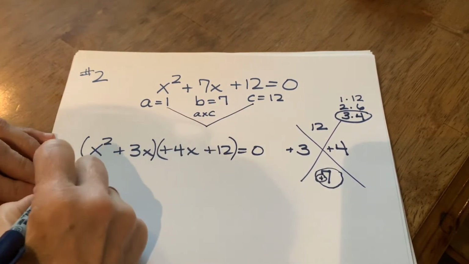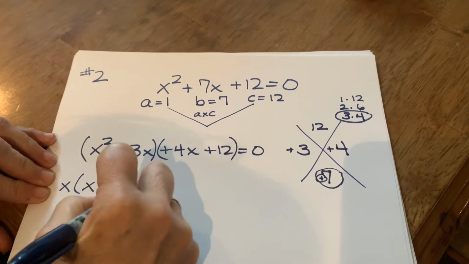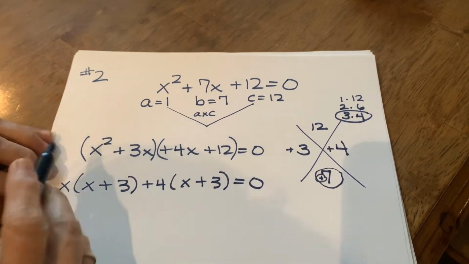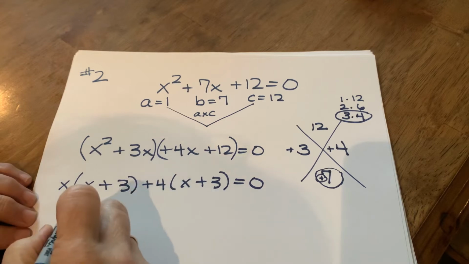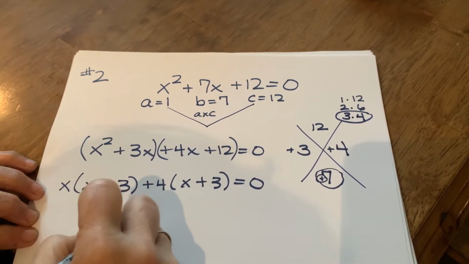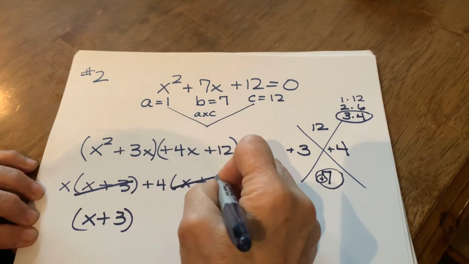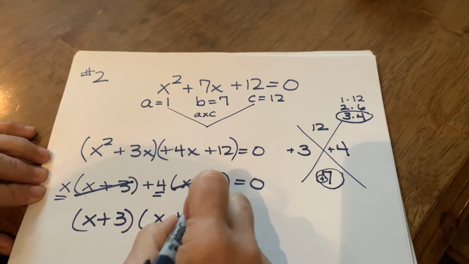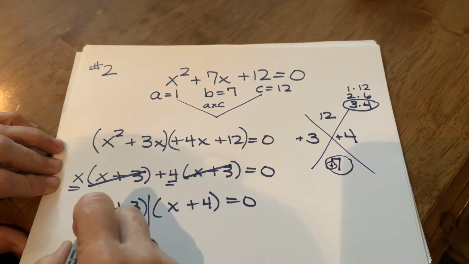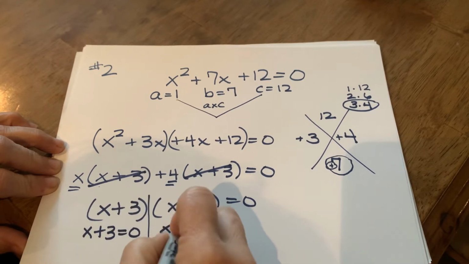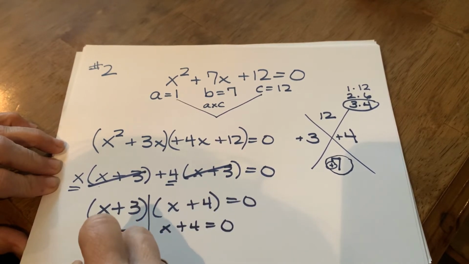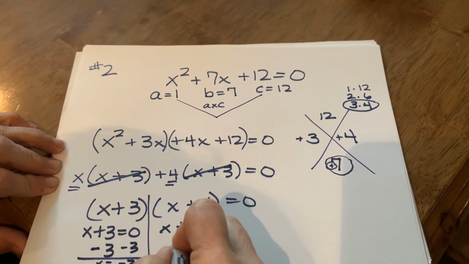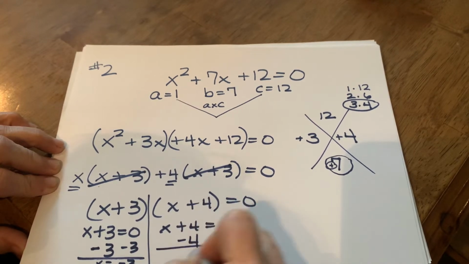All right, now what we're going to do is divide out a common factor. And then once you have them separated, you look and see that they have the x plus 3 in common. So once I divide that out of each of the terms, you see I cross that out and I can see that I'm left with x plus 4. Okay. Now we're going to set each factor equal to 0. And then you're going to solve.